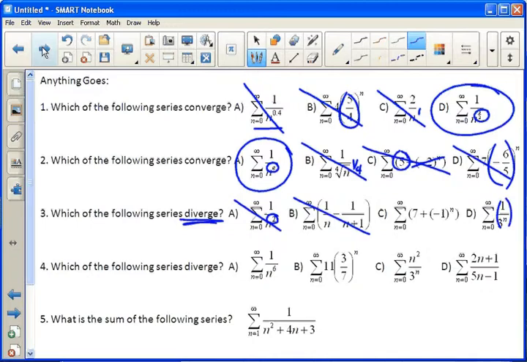If you ignore the -1 part, you'd actually have 7 plus 1 is how this would work. But when you take the limit of that, you would get 8. 8 is not 0, so this one does diverge. So C is the one that diverges.